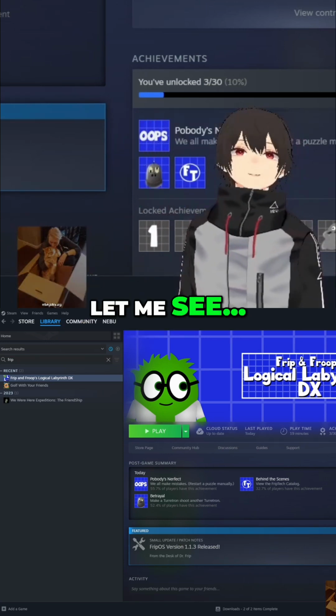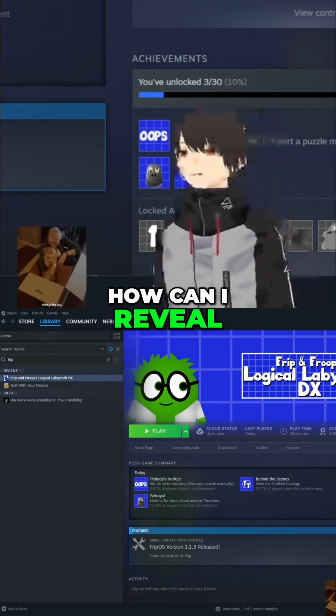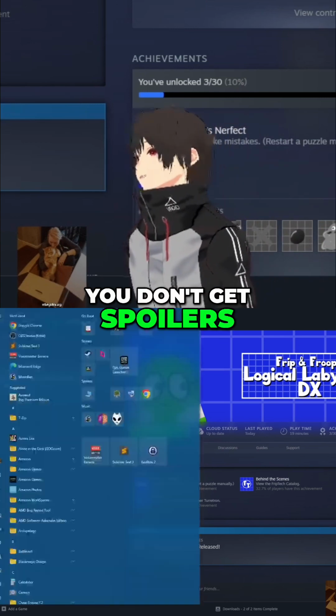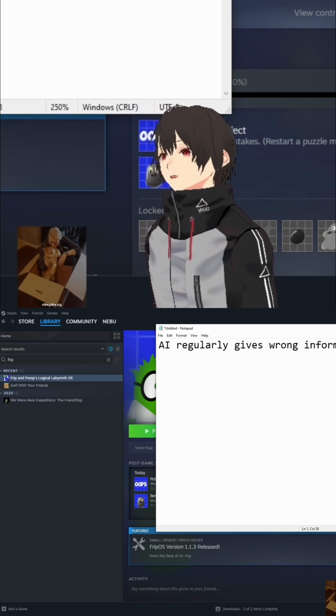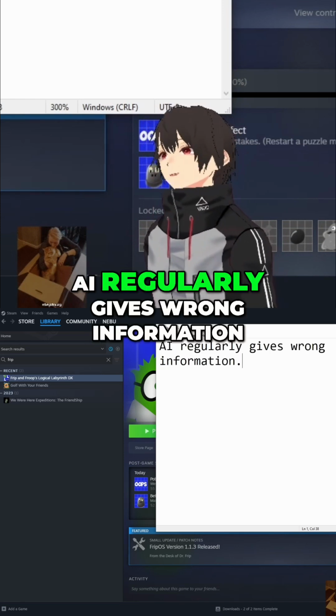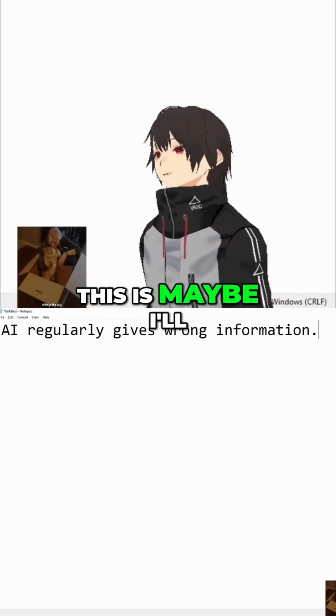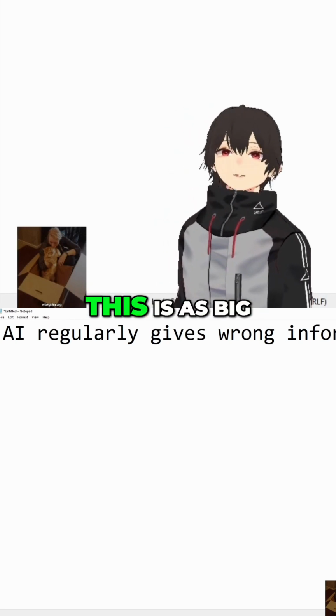Let me see. I don't know. How can I reveal it gradually so that you don't get spoilers about what the next line says? Okay. AI regularly gives wrong information. This is, maybe I'll make the font even bigger for you. So here, this is as big as I can get.